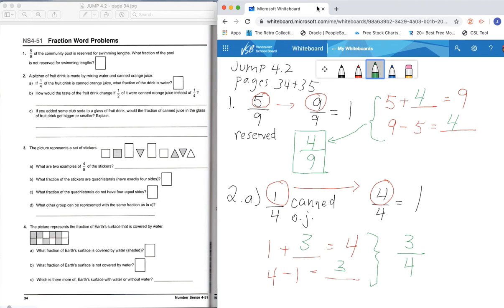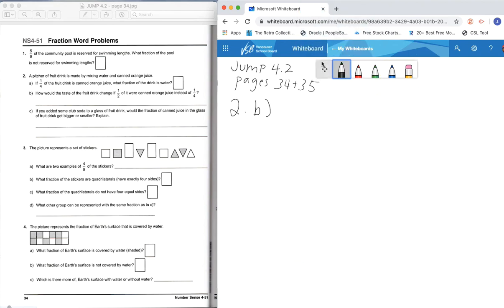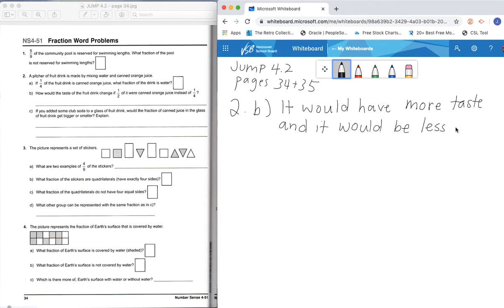All right, B. I'm going to do some erasing first. Okay, so 2B says, how would the taste of the fruit drink change if half of it were canned orange juice instead of a quarter? So now you're putting more juice in it. So what happens if you put more juice than water into it? Basically, it would have more taste. You would taste more of the juice. So you would write it would have more taste and it would be less watery because there's less water.